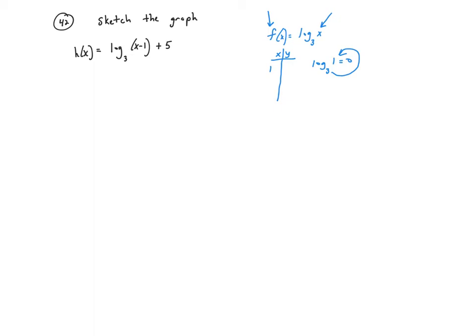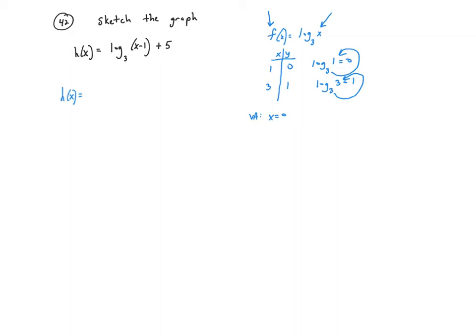3 to the 0 is 1. When we plug in a 3, we get log base 3 of 3, which equals 1. You can check this as well. 3 to the first equals 3. We learned that the log parent function has a vertical asymptote, x equals 0.